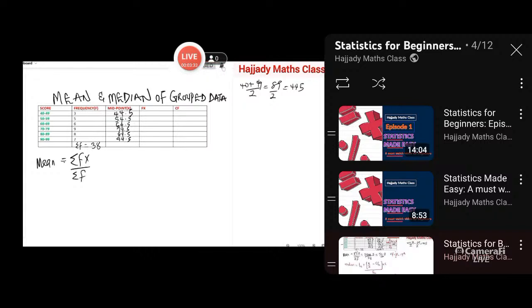Now the next thing for us to do is to calculate our fx, that is the product of our frequency and the midpoint x. So 3 times 44.5 is going to give us, you can use your calculator for confirmation, 133.5. And 5 times 54.5 is going to give us 272.5. 6 times 64.5 is going to give us 387.